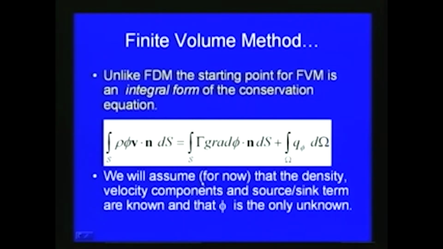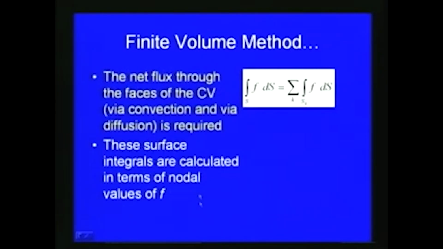Here we will assume that the density, velocity components and source terms are known, and the unknown is phi. Then we can obtain the solution. The net flux through the faces of the control volume is via convection and via diffusion. If required, we can write the integral over s of f ds as the sum over k of the integral over s k of f ds. So we can integrate throughout the various cells, and the surface integrals are calculated in terms of nodal values of f.